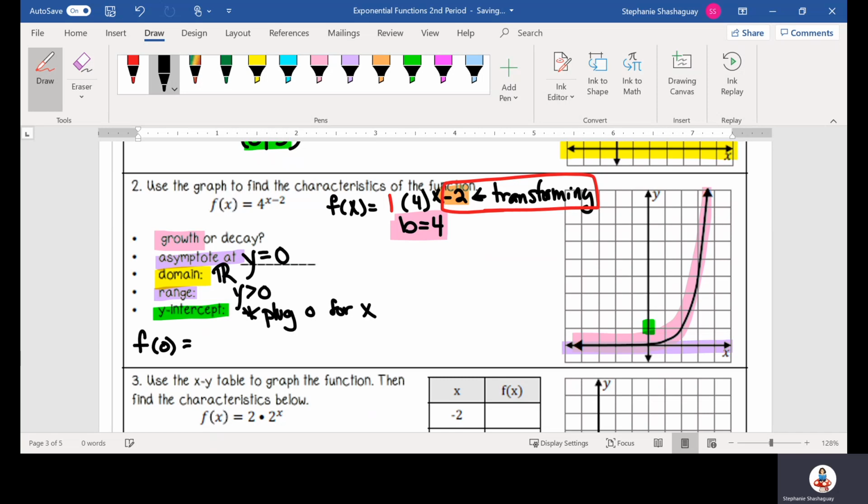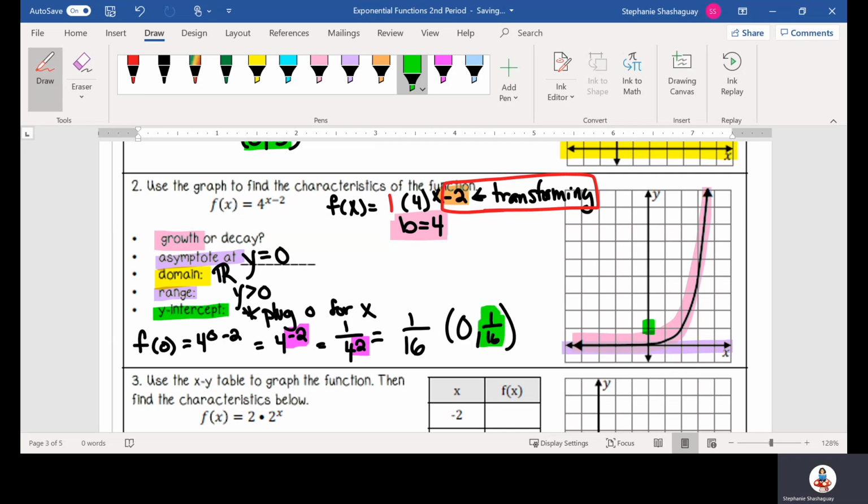So I'm going to have f of 0 is equal to 4 to the 0 minus 2 power, which is just equal to 4 to the negative 2 power, which is equal to 1 over 4 squared, because I want to get rid of the negative exponent. To make it positive, I have to rewrite it as a fraction. 4 squared is 16, so my final answer is 1 over 16. So my y-intercept is (0, 1/16). So if you can't identify your y-intercept by looking at the graph, what you have to do is plug in 0 for your x.